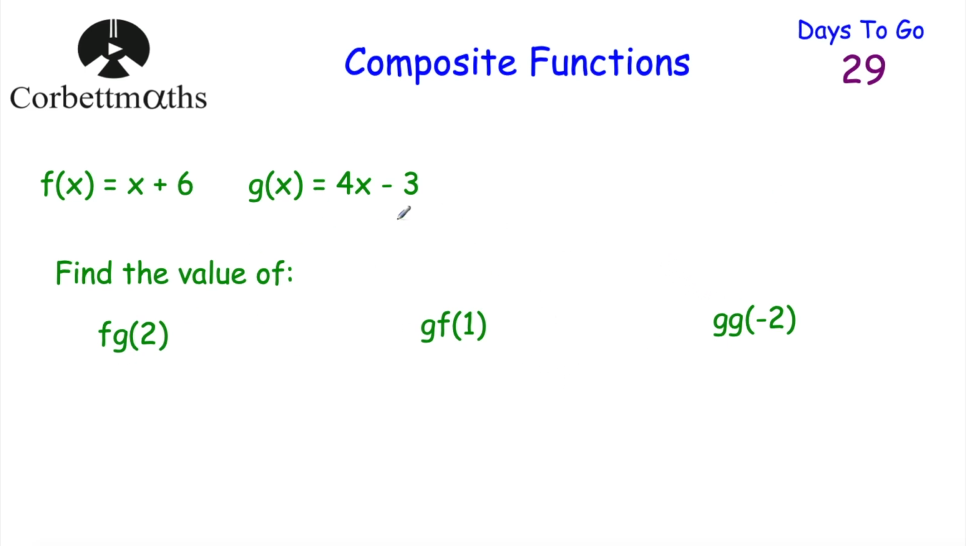Okay, so I'm actually going to do both approaches. I'm going to start with the composite function ones, just so I can get my composite functions to begin with. So if I wanted to find fg of 2, what I could do is find fg of x. So let's find fg of x.